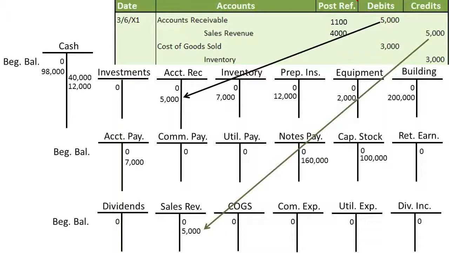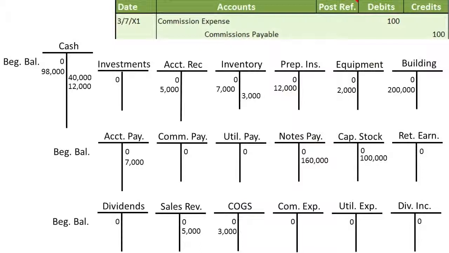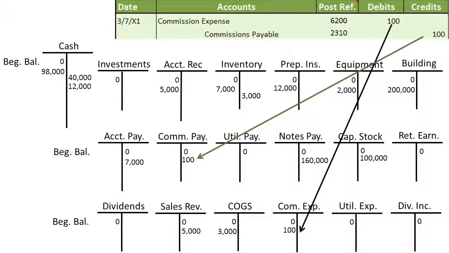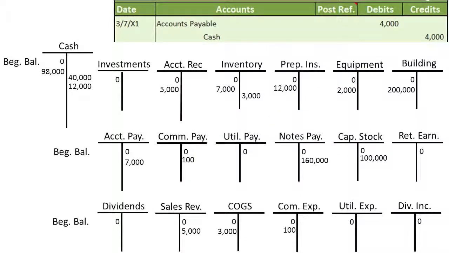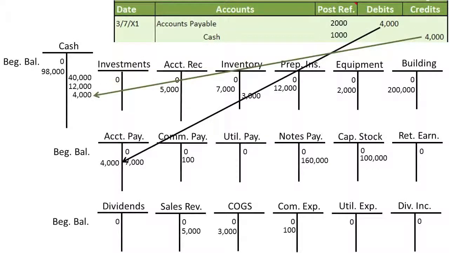Sales revenue credited to show we earned more revenue. Cost of goods sold is debited to show we have a larger expense, and we have less inventory, so that is shown as a credit. Commission expense. We have more commission expense, debit, and more payable because we haven't paid it yet, credit. Accounts payable, debited $4,000 and credit cash $4,000. That means we paid off the account payable using up our cash.